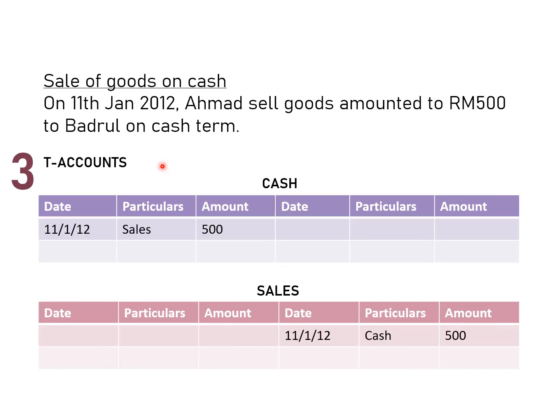This is your T account. So, you akan ada account cash. So, particular dia adalah sales 500. Untuk sales, particular dia cash 500.